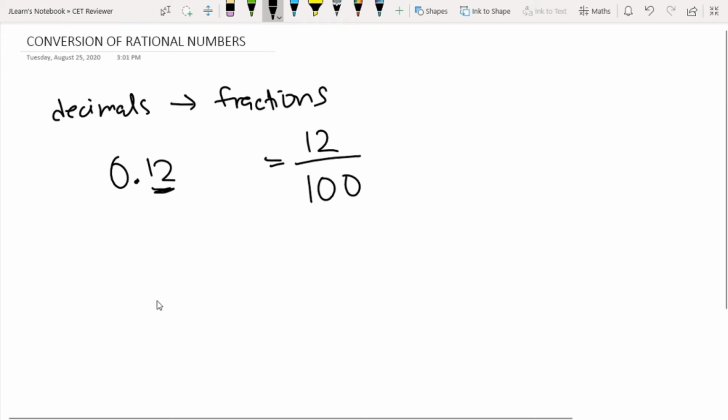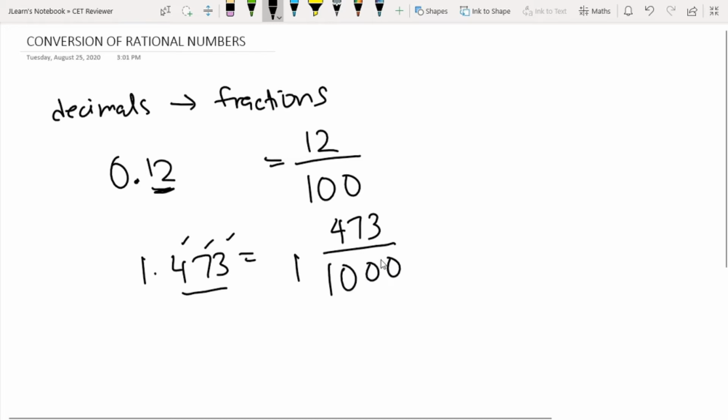So kunyari, again, another example, 1.473. Yung whole number dito, kukunin lang natin siya as a whole number. So 1. And then, again, yung number dito, magiging numerator. So, 473. Over, ilang digits yung meron dito? So, you have 1, 2, 3 digits. So, you have 1,000. No?